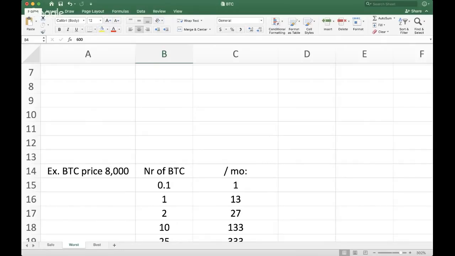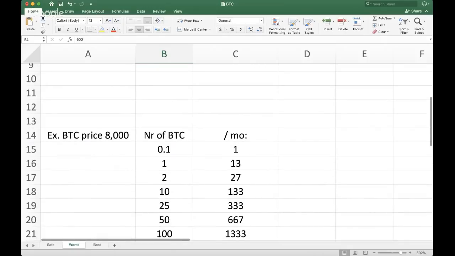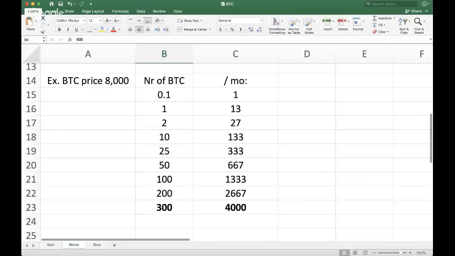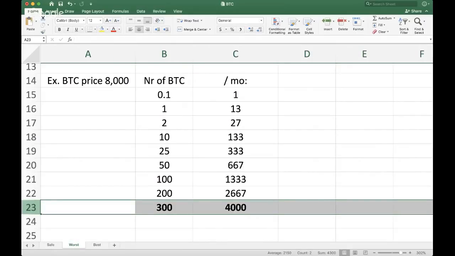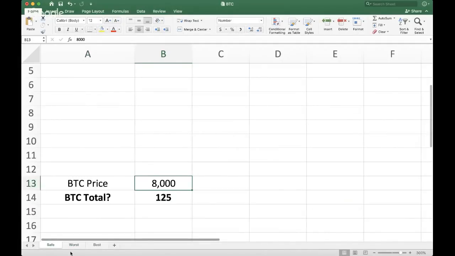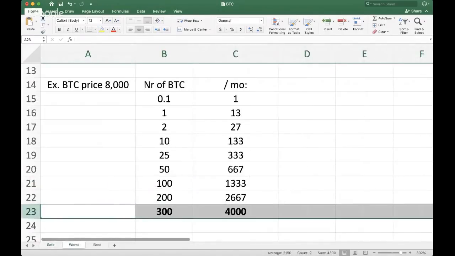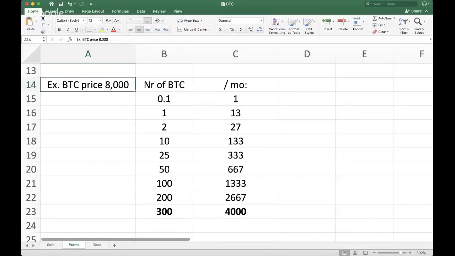Well, not much. With one Bitcoin at this price, selling 1/600th every month, you would have around $13 every month. With 2 Bitcoin, it's 27. With 10 Bitcoin, it's 133, and so on. So obviously, we're getting to a higher number than if we were to sell all the Bitcoins right now. The reason why we're getting to 300 here, and there we got to 125, is a couple of things. It's because we don't generate income from Bitcoin. Bitcoin is a non-income generating asset. And the other thing is we are fixing the price at 8,000.